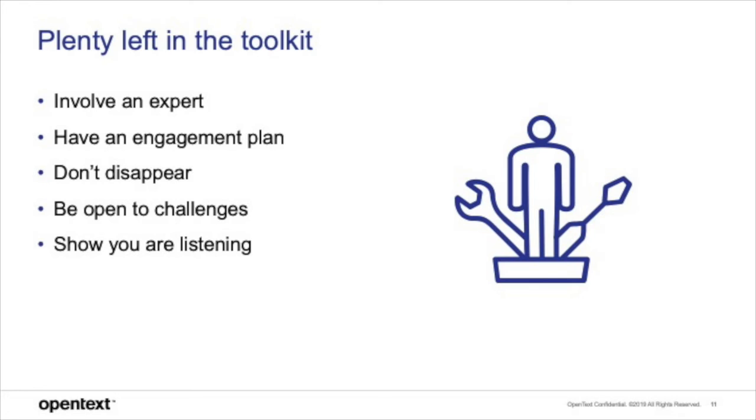Have an engagement plan. Work out who you're going to talk to, how frequently you're going to be communicating with them, what methods you're going to be using to communicate to them. Make sure that it's something that they can access easily. There's no point in choosing to use Yammer if a part of the company doesn't use Yammer. Find something that everybody's going to want to use.